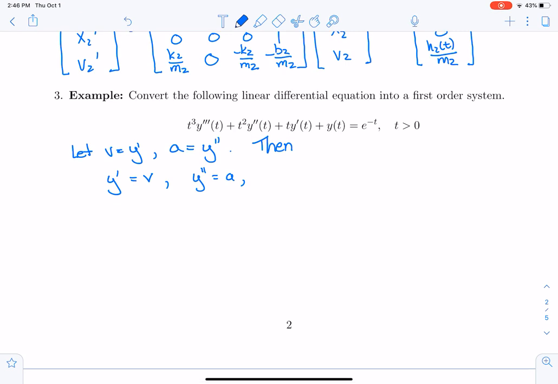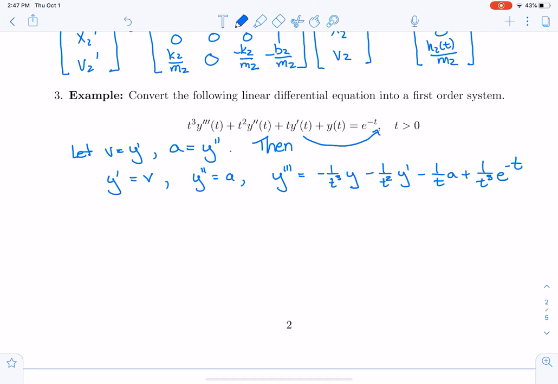Okay, so y triple prime is in fact going to be negative 1 over t cubed y. I'm imagining I'm going to bring the y over here, and then I'm going to divide by t cubed. Then negative 1 over t squared y prime. Again, I'm going to move this term over here and then divide by t cubed. Then a negative 1 over t times a, using the same logic, and then plus 1 over t cubed times e to the minus t.